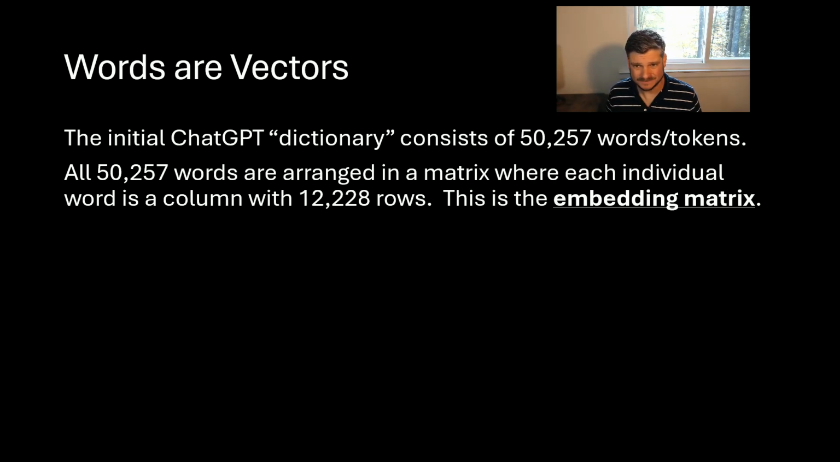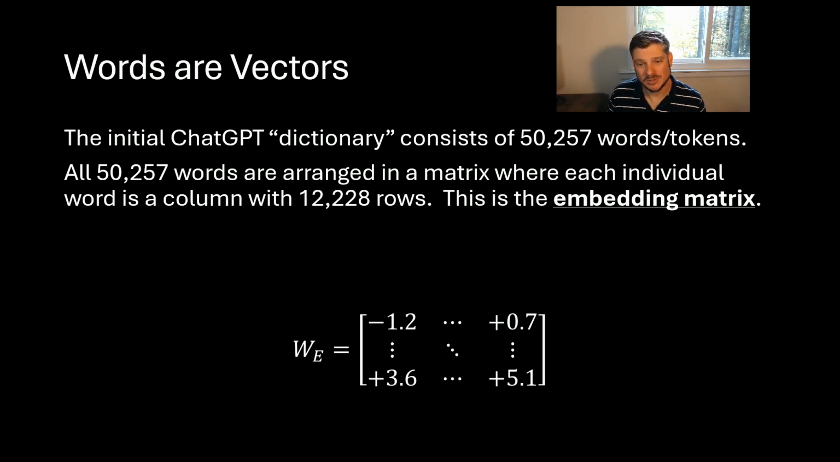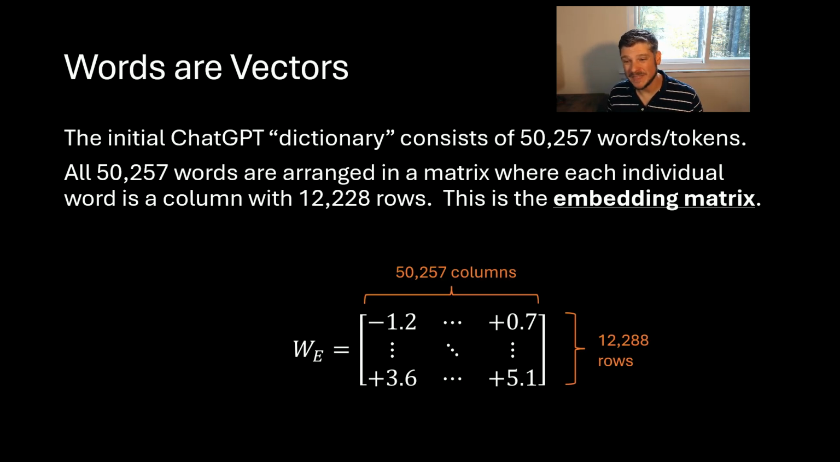Luckily, it still works. Now, the ChatGPT dictionary consists of 50,257 words or tokens. And what we need to do is take all 50,257 of those words and put them into a matrix where each individual word is a column with 12,288 rows, and this is called our embedding matrix. So our embedding matrix, which is W sub E, is this matrix where we have 50,000 columns, each with 12,000 rows, and that represents the initial ChatGPT dictionary that we start with. Anytime you type anything in, this is the first layer of the ChatGPT neural network.